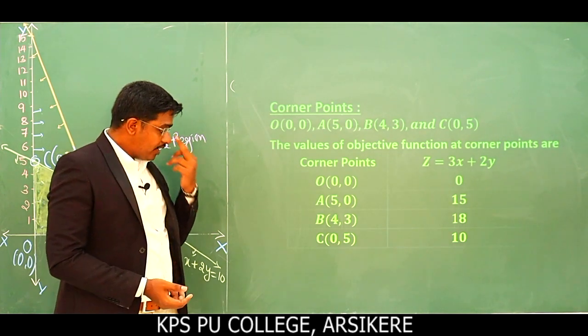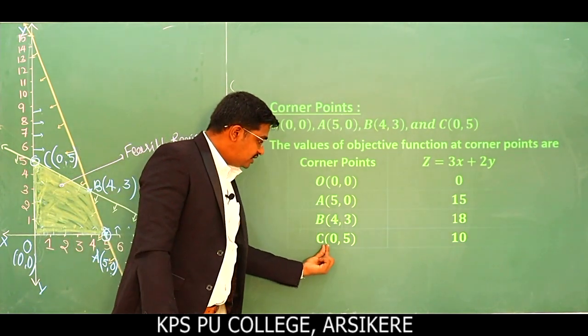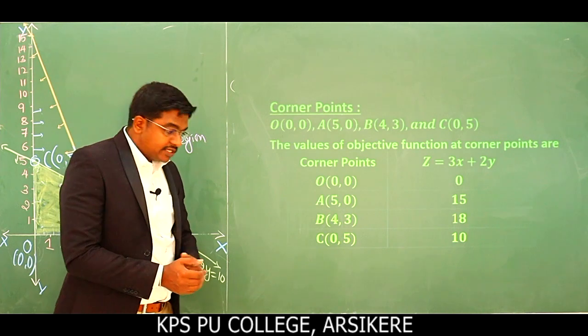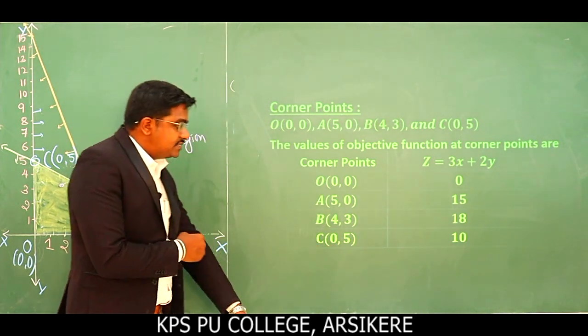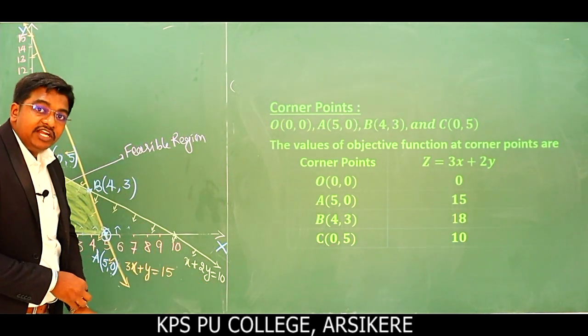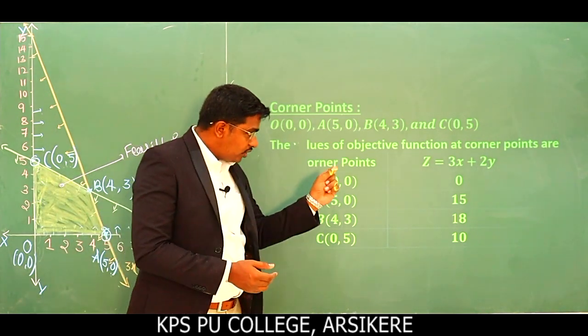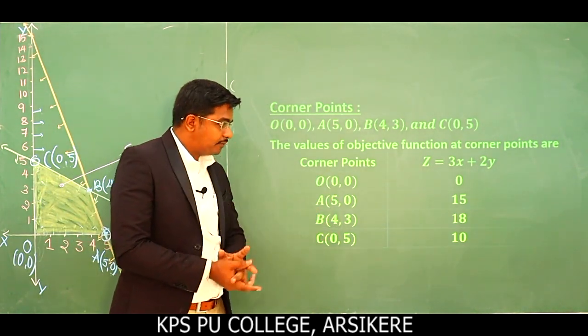Clear? Next one. C of 0, 5. Substitute x is equal to 0 and y is equal to what? 5. 3 into 0 is 0 plus 2 into 5 becomes 10. So the total value is 10.